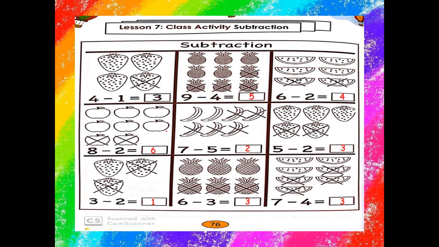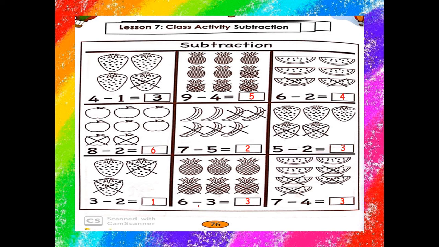Okay, so again, we have here 7 minus 5 equals 2. There are 2 bananas left. 5 minus 2 equals 3. We have 3 strawberries left. 3 minus 2 equals 1. 1 strawberry is left here.